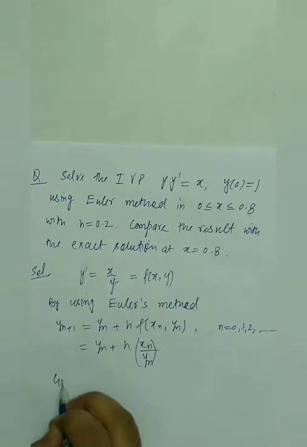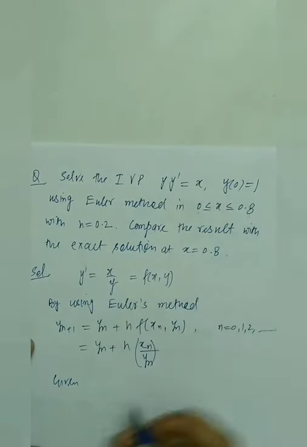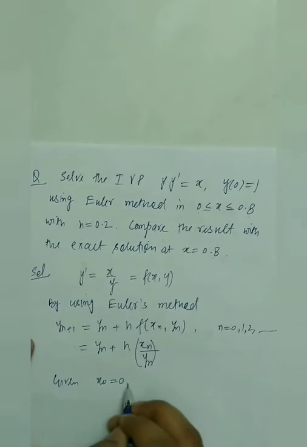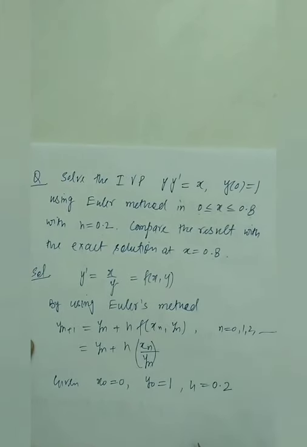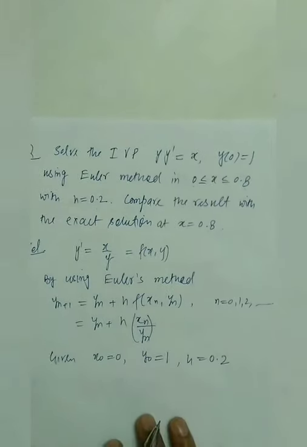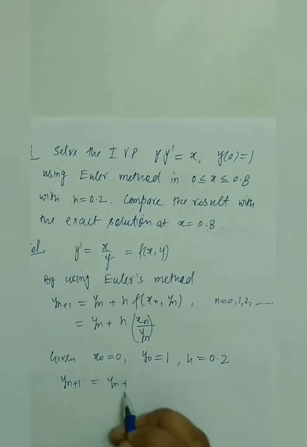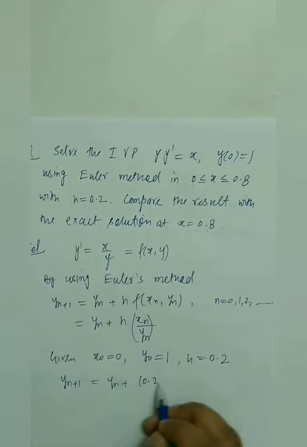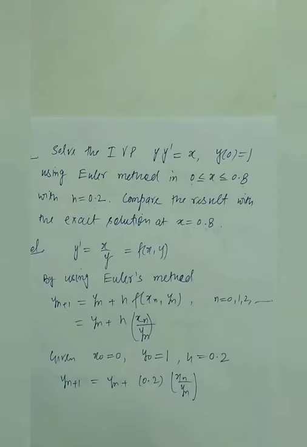Now, what is given? The given condition is y0 equal to 1, that is x0 equal to 0 and y0 equal to 1, also h is equal to 0.2. So we are putting these values here. We have y(n+1) equal to yn plus h, which is 0.2, times xn upon yn.